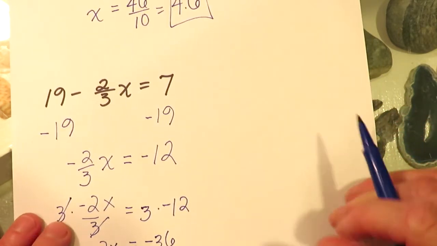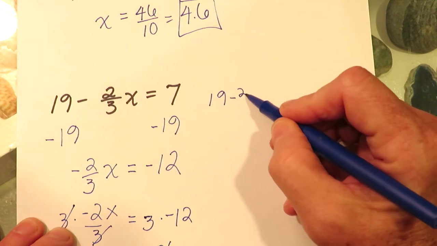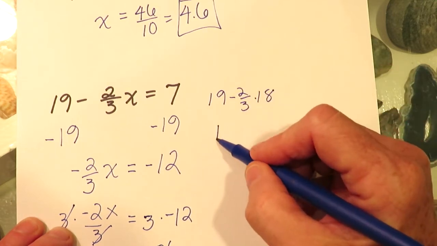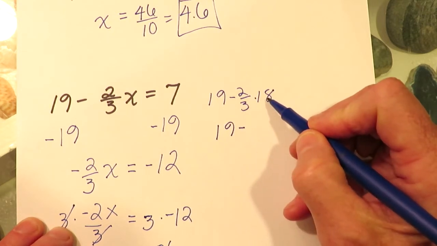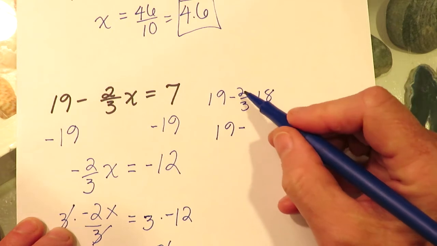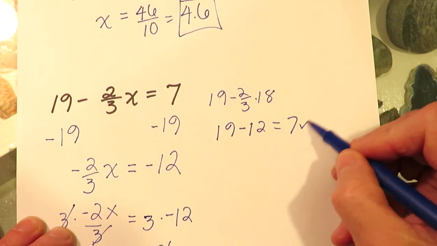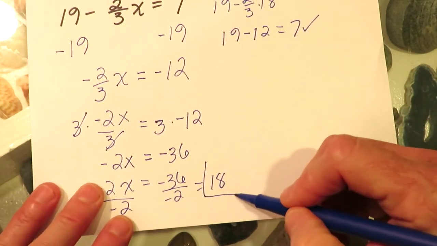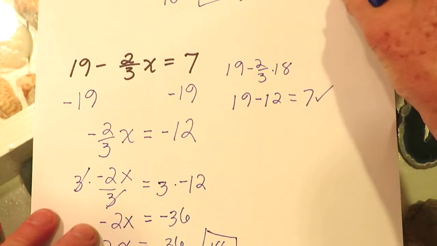Okay, so checking my answer, if I go back to the original and I put the number 18 in for the x, I will get 19 minus, now 3 goes into 18 6 times, so 2 times 6 would be 12, and 19 minus 12 is 7. So my answer checks. So once again, I only have one solution, and it is 18, and I have checked it.